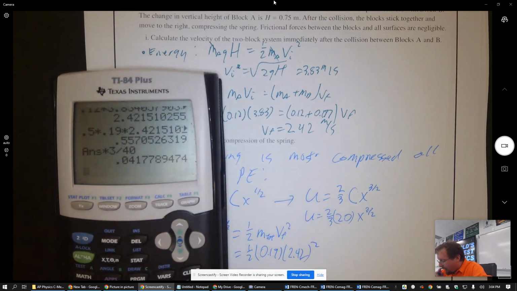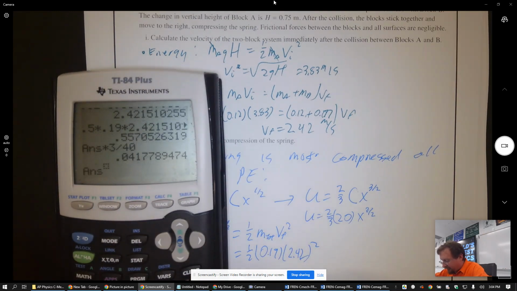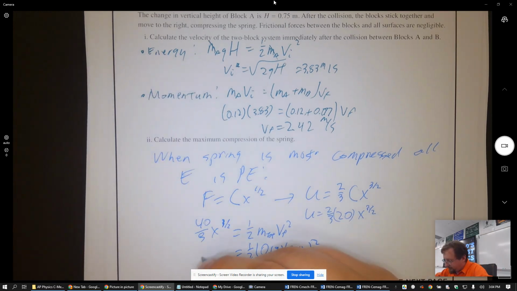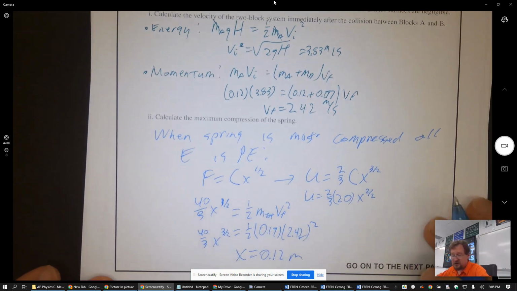Now I have to raise this to the 2/3 power, and I think I'm going to get a distance of 0.12 meters. All right, 40 over 3, x to the 3/2. I feel like I really want both sides of the equation always to be there. I have no idea if I did this right. This is the first time we've even looked at these, okay?